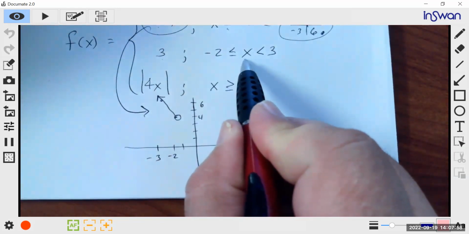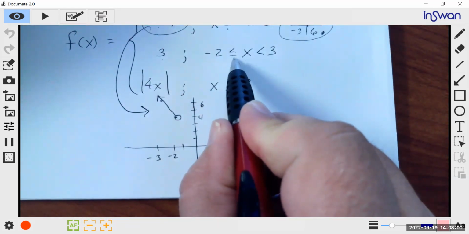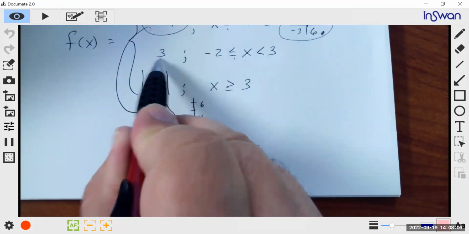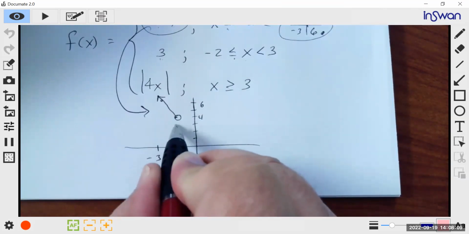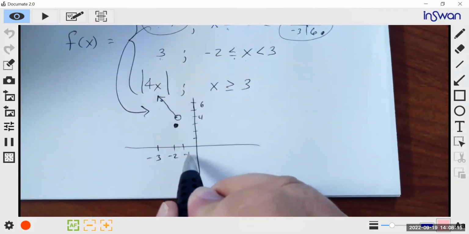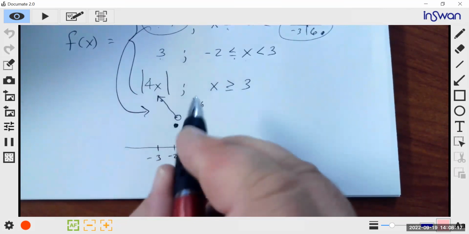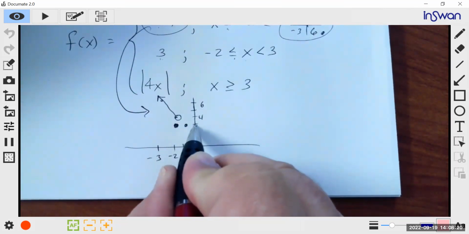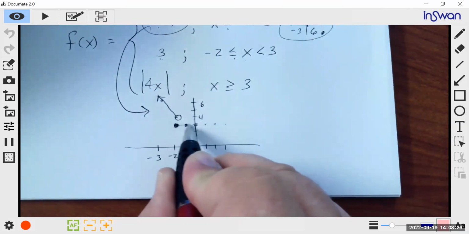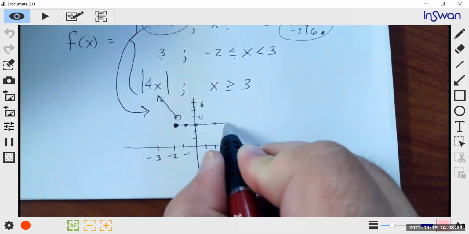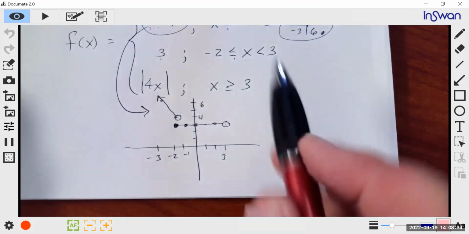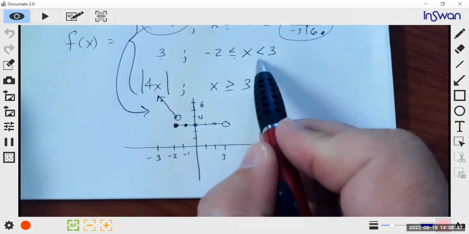Okay, now the second one. At -2, what's the answer going to be? 3. So at -2, it's 3. What's it at -1? Also 3. When x is 0, when x is 1, 2, 3, they're all 3. It's a horizontal line. But when I get to 3, it has to be an open circle. Why is it an open circle at 3? It's not included, so I can't use it.